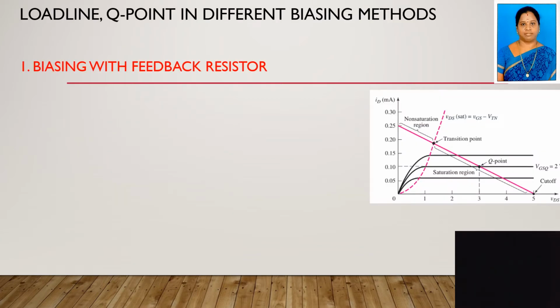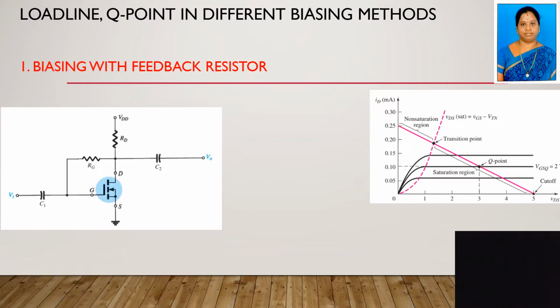So next we are going to see what is load line and Q point in different biasing methods. We are going to see two different biasing methods of MOSFET. The first method is biasing with feedback resistor. See here, this RG is the feedback resistor. That's why it is called biasing with feedback resistor.